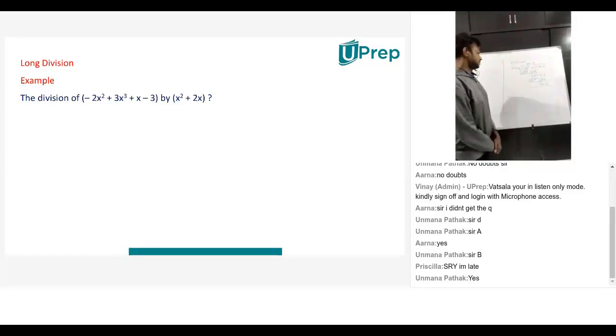So Priscilla, I have rearranged the terms. That's what I'm saying. First, you need to write the terms in the standard form. What is the standard form that we have? Write the greatest power first, then the next greatest, and the least. So you write the powers in descending order. It is 3x cube. It is not 3x square.